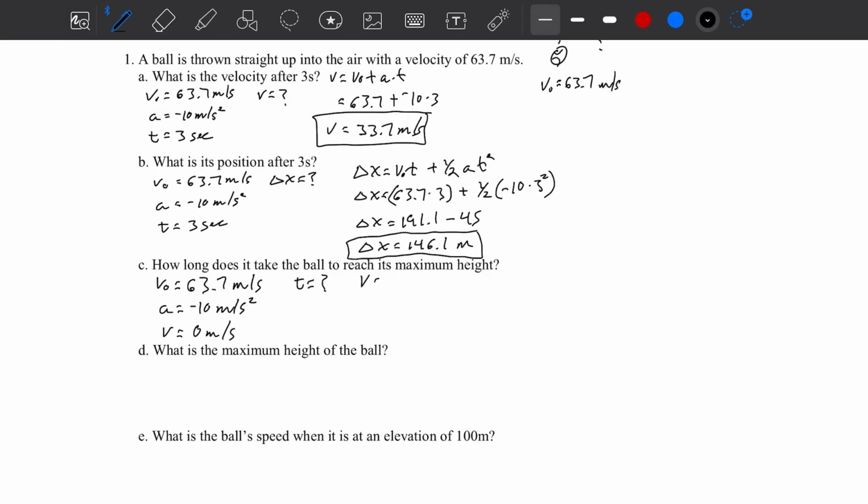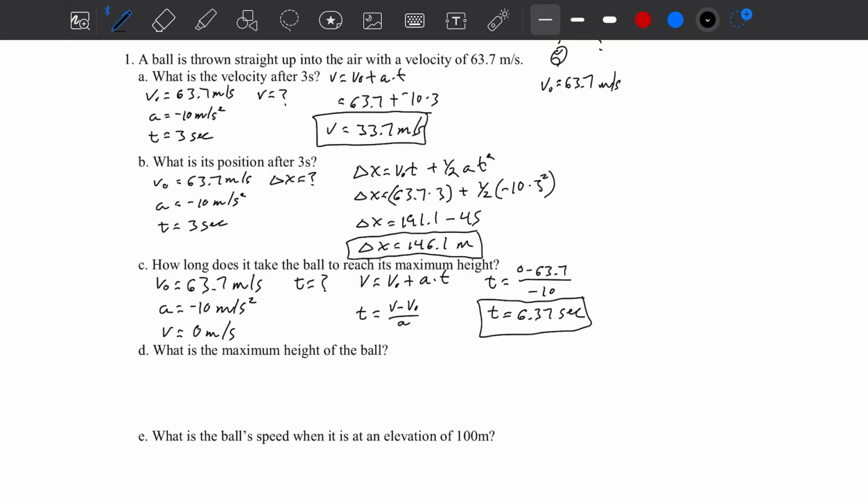Again, this is our VOTAT equation, v equals v naught plus a times t. If we rearrange that equation, which is the best idea, we would get v minus v naught divided by a to solve for time. V is 0. 0 minus 63.7 divided by negative 10 should give us 6.37. And the unit of time is seconds.